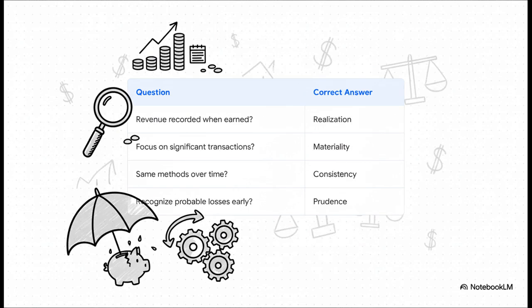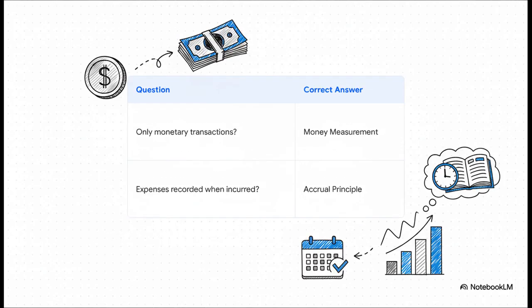All right, let's keep it rolling. Recording revenue only when it's earned is the realization principle. Focusing just on the significant stuff is materiality. Using the same methods every year is consistency. And being cautious by recognizing losses early, that's prudence. And for our last two, only recording transactions you can put a dollar value on, that's the money measurement principle. And its partner, recording expenses as they happen, that's the accrual principle.